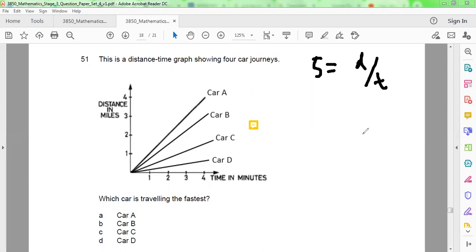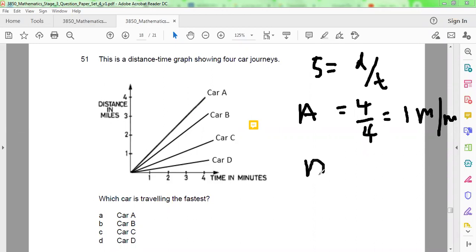All right, so let's look at car A. It doesn't look like 4, but let's call it 4 still. So car A, that's 4 miles in 4 minutes, which is 1 mile per minute. That's car A. Let's look at car D.